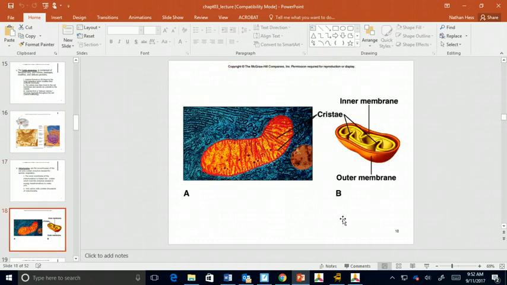Cool. There's a beautiful picture. It kind of looks like a little bean, doesn't it? That's what I always thought. Little mitochondria beans.